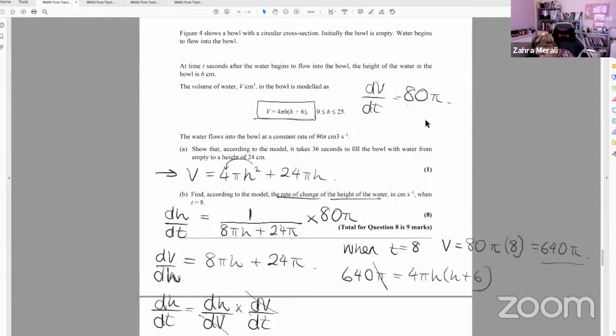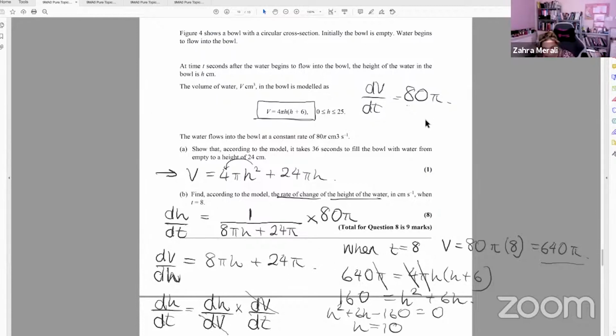The π's cancel. I'm going to open that out, and 640 divided by 4 gives me 160, equals h² plus 6h. Move it all onto one side: h² plus 6h minus 160 equals 0. Plug that into my calculator, I get h equals minus 16, which makes no sense, and h equals 10.